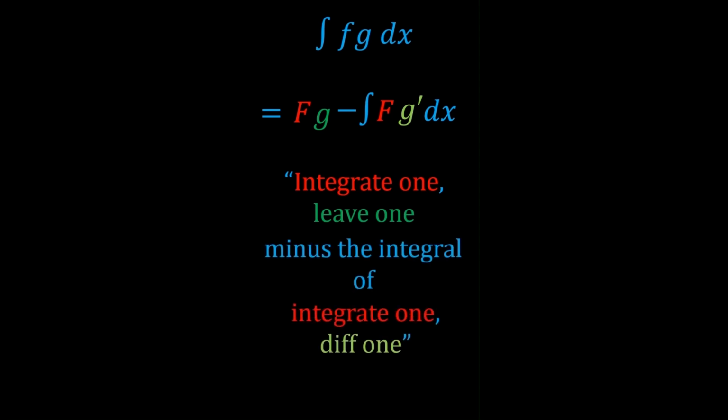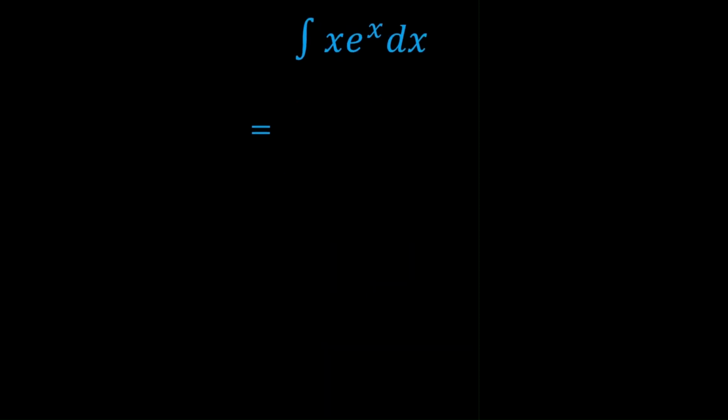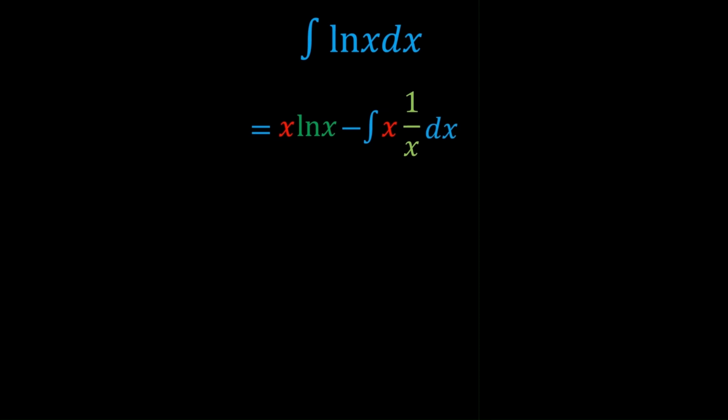Don't forget about differentiating. Example time, x e to the x. We're going to integrate e to the x and differentiate x. Integrate 1, leave 1, minus the integral of integrate 1, differentiate 1. Alright, that was easy. Now ln x, which is technically just 1 times ln x. Same again. So just by remembering a phrase and an animation, you can do integration by parts in one line.